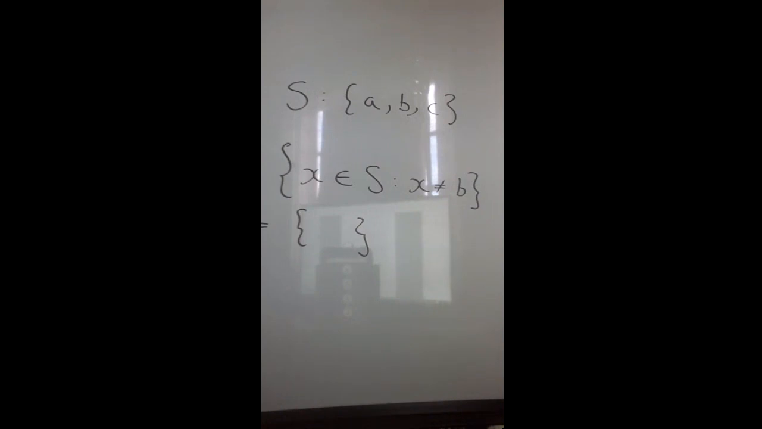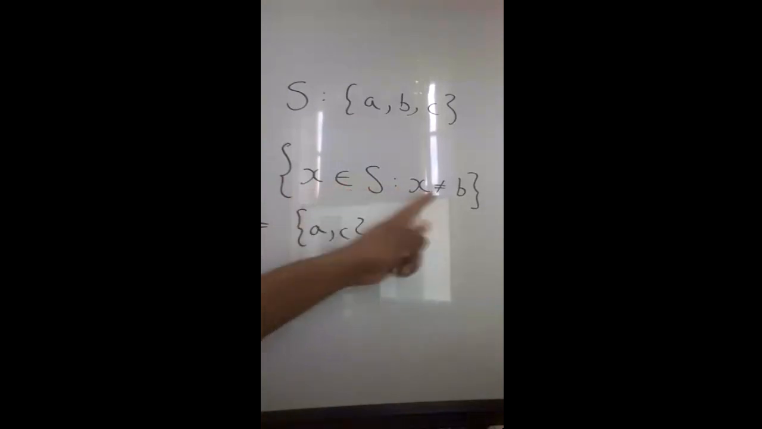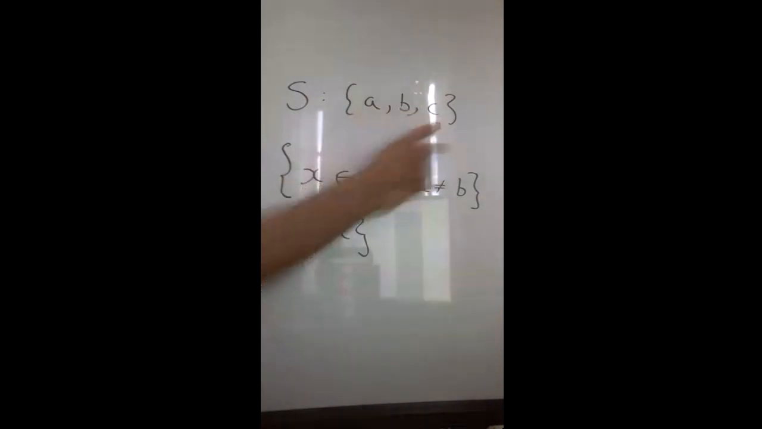Well, that's difficult. Maybe because the sets are small. Right, just A and C. Because this is the set of all elements in S that are not B. So the only things that are not B are A and C. That's it.